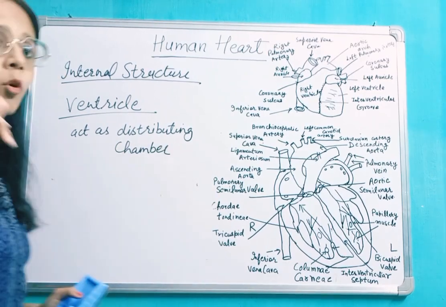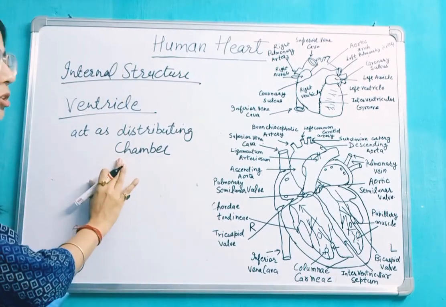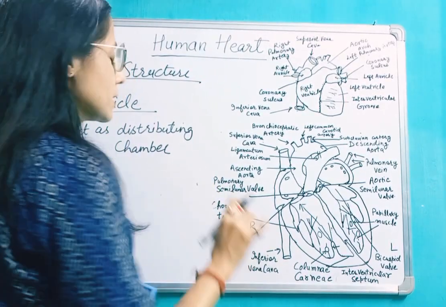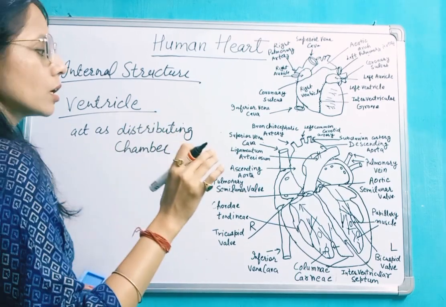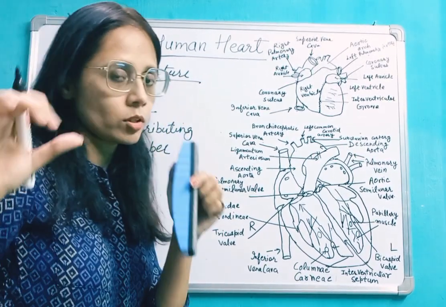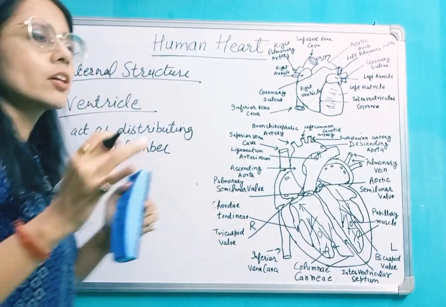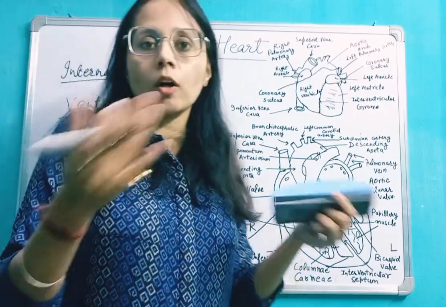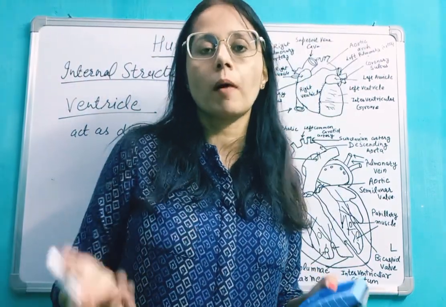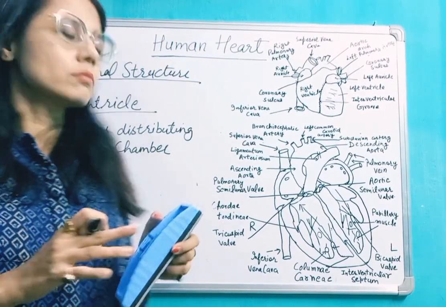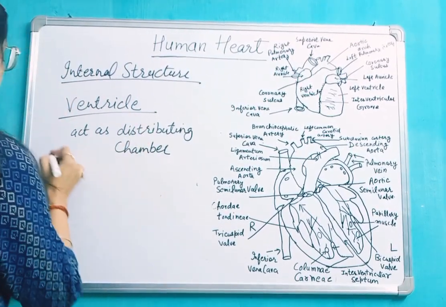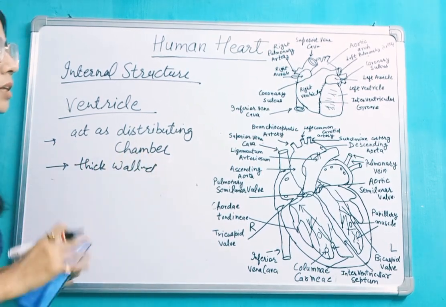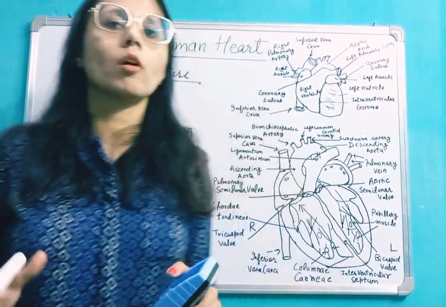chamber. वो क्या कर रहा था? कलेक्टिंग चैम्बर. ये क्या कर रहा है? डिस्ट्रीब्यूटिंग चैम्बर. Why are we saying it is a distributing chamber? Because it receives blood from the auricle obviously, but its main function is to distribute, to pump out towards your body organs. पूरे all over body के organs को pump करना है, and so it acts as a distributing chamber. It's thick walled है because इसका pumping का काम है, so it's thick walled as compared to your auricle.